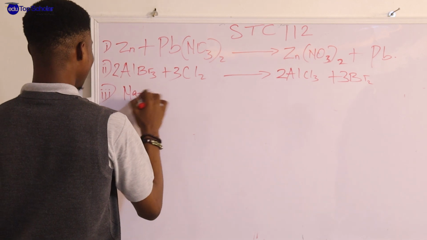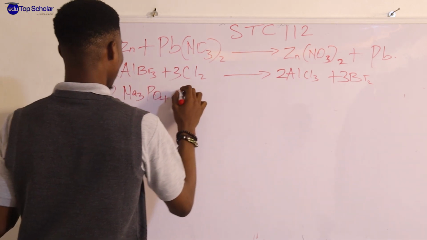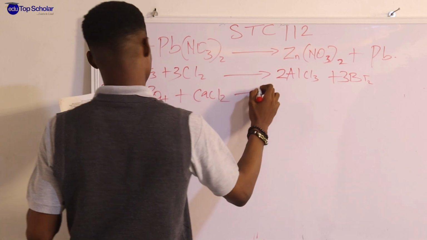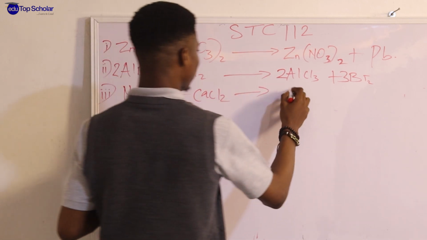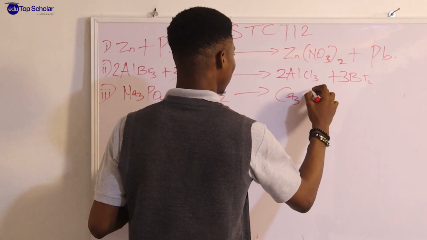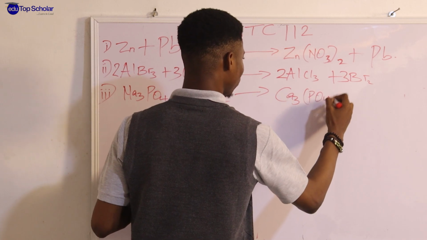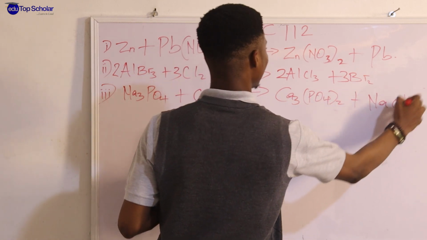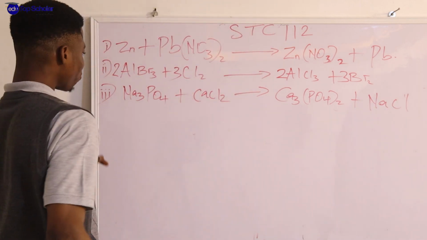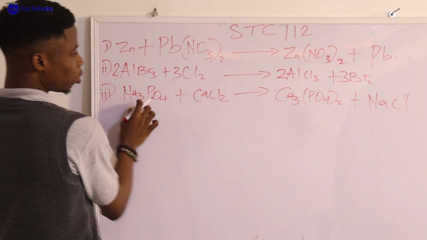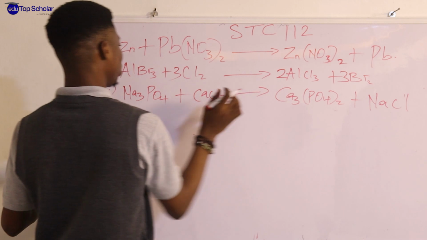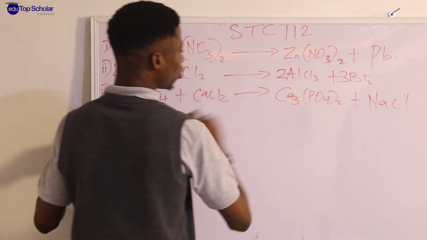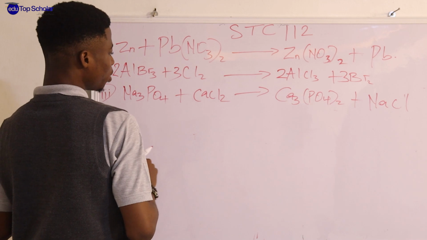We have Na3PO4 plus calcium chloride, CaCl2, to give calcium phosphate, that's Ca3(PO4)2, calcium phosphate. Then that will give us plus sodium chloride. So let's see, we have 3 sodium, 1 sodium, 3 calcium, 1 calcium, 1 PO4, and then 2 PO4. So how do we start this?